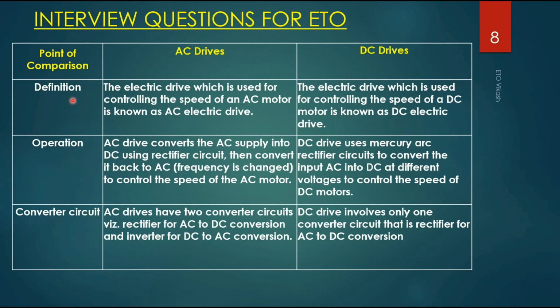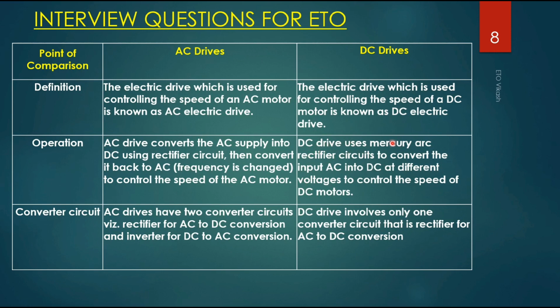Now comparison. First point of comparison is our definition. The electric drive used for controlling the speed of an AC motor is an AC drive, but a DC drive is used to control the speed of a DC motor, just only controlling the speed of a DC motor. Now operation. In an AC drive, the AC supply is converted to DC using a rectifier circuit, and then converted back to AC.